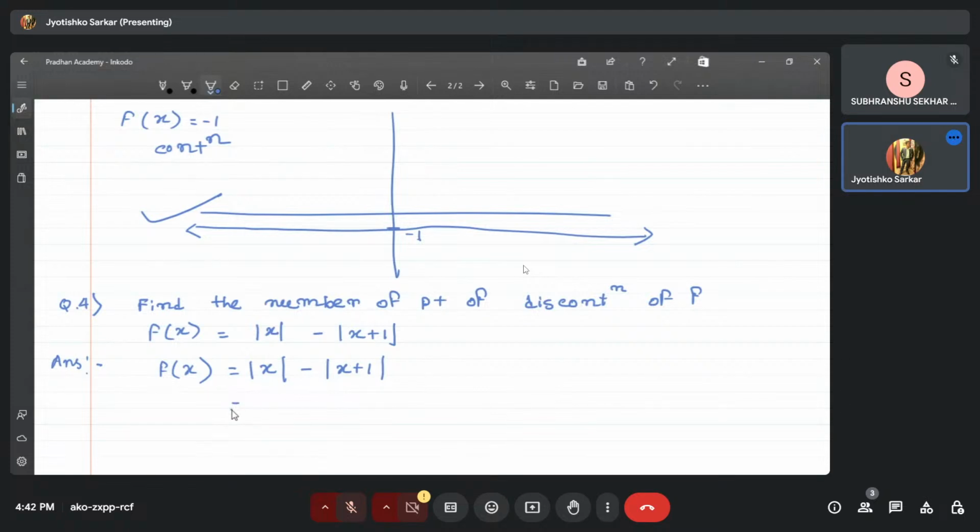Now you can see clearly, if we take x less than minus 1, then x is negative. So whenever x is negative, mod x always gives minus x, and this x plus 1, this is also negative if x is less than minus 1. Hence this modulus will also give the negative value. So we can write this as minus of x plus 1.